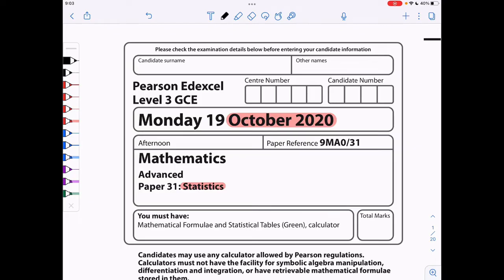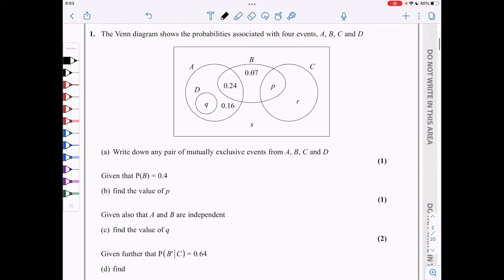Hi everyone, today we'll be looking at the October 2020 statistics paper. Question 1, it's a Venn diagram. We've got the probabilities associated with 4 events A, B, C, and D. And we are being asked in part A to write down any pair of mutually exclusive events.